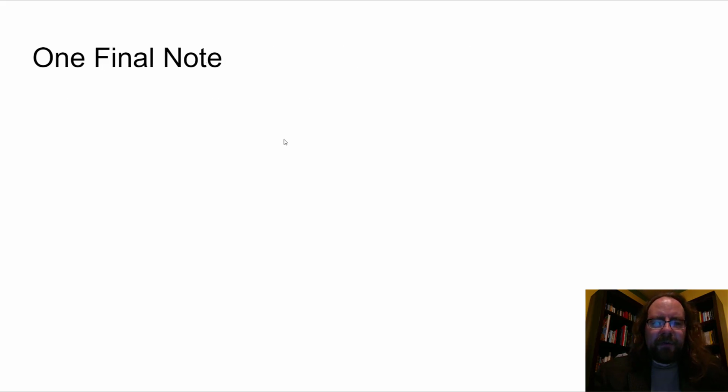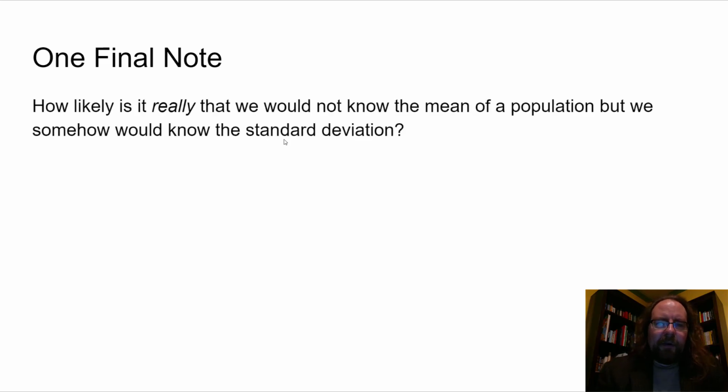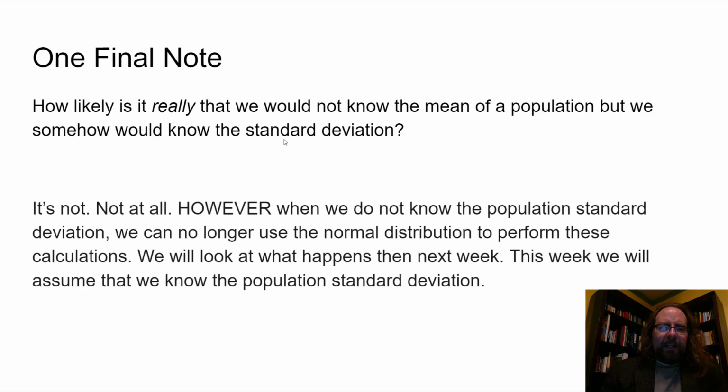So one final note about confidence intervals for means. I hope at this point you've been thinking about what we've been doing enough to think about this question. How likely in the real world is it really that we would not know the mean of a population, but we would somehow know the standard deviation? That seems kind of strange that we would be missing one key bit of information, but somehow have another. And the answer is, it's not likely at all that we would know that information.